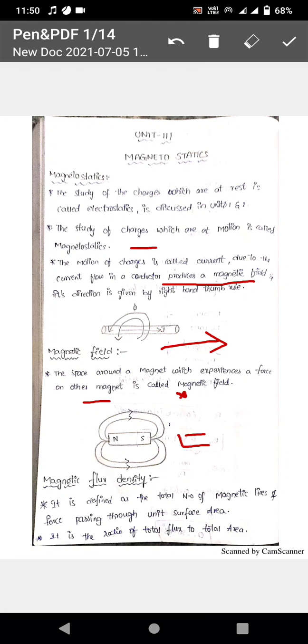Magnetic flux density, you know that the total number of flux lines divided by total area gives the magnetic flux density, and it is denoted by B bar. It is the ratio of total flux to total area. Why am I telling this entire chapter? Because you can understand easily. If you go for any one topic, you can't understand the previous basics. Hence, preparation of the entire chapter gives rise to clear understanding.